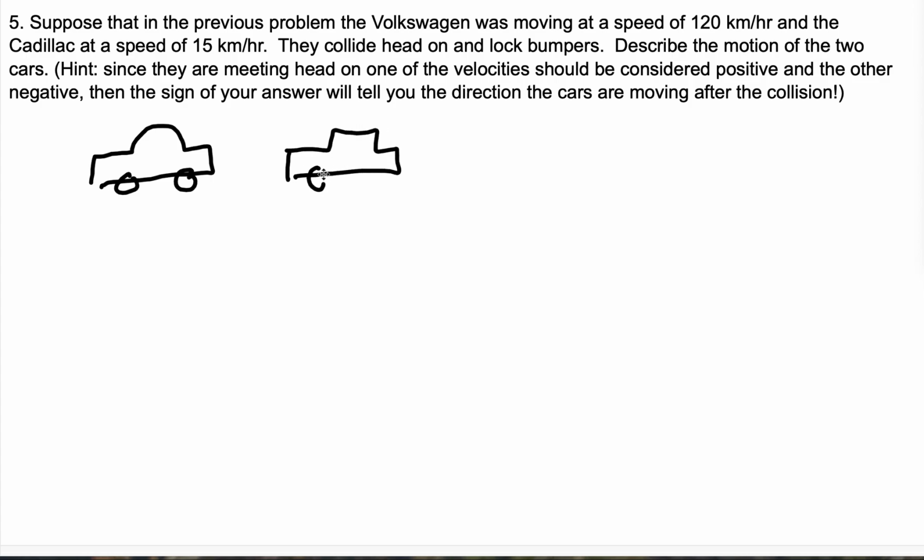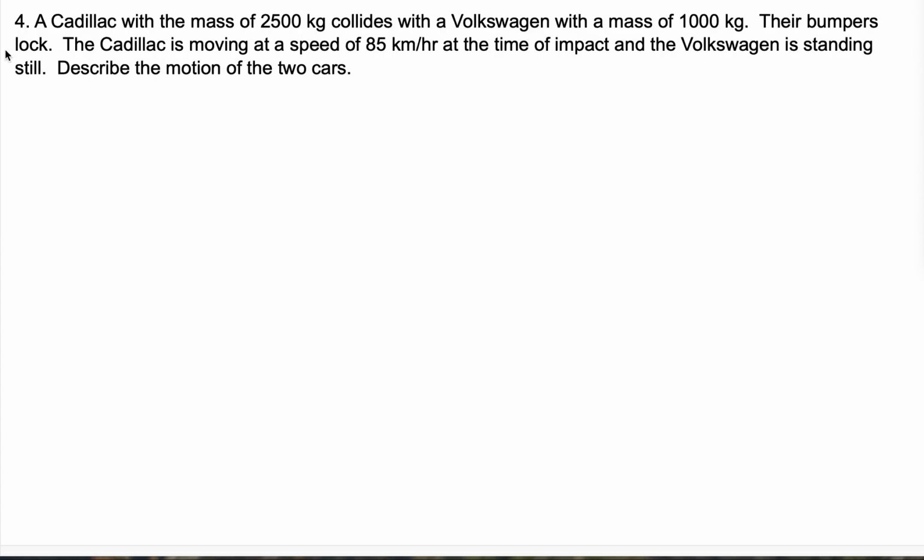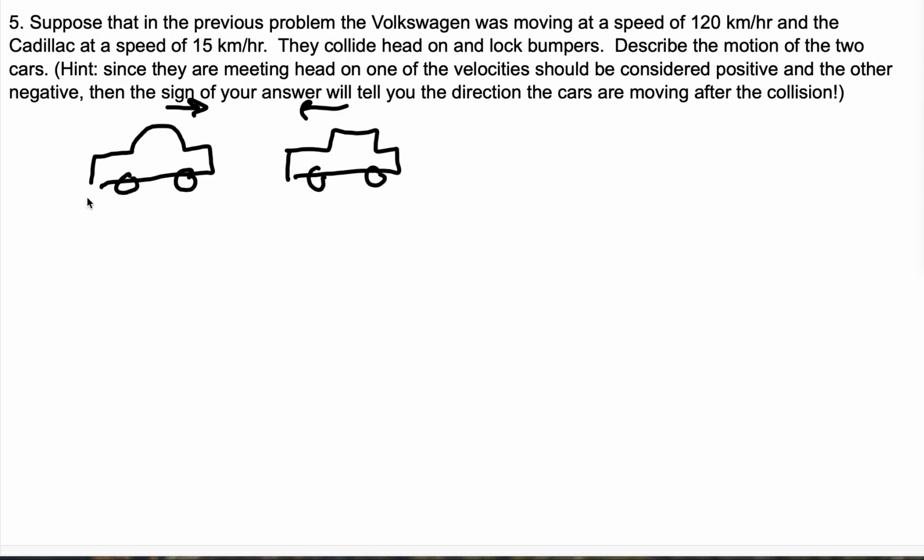That'll be my Cadillac. And they're moving towards each other. I don't know if it says that in the problem here. Nope, it doesn't. But it does in the last problem. It gives me the masses. So the Cadillac is 2,500 kilograms, and the Volkswagen is 1,000. So the mass of the Volkswagen is 1,000 kilograms. The mass of the Cadillac is 2,500 kilograms.